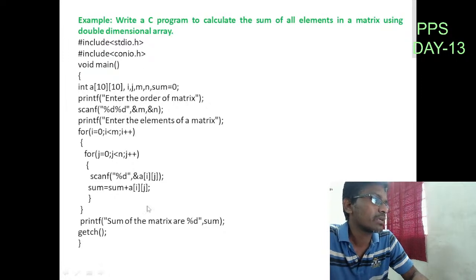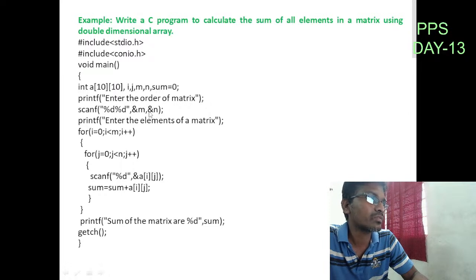So now here I'm going to declare the double dimensional array, with 10 rows and 10 columns. After that I'm going to read the matrix order, whether it is a 2 by 2 matrix or 3 by 3 and so on. For that I'm using the scanf function. Then I'm going to read m and n. Here m and n indicate the number of rows and the number of columns.